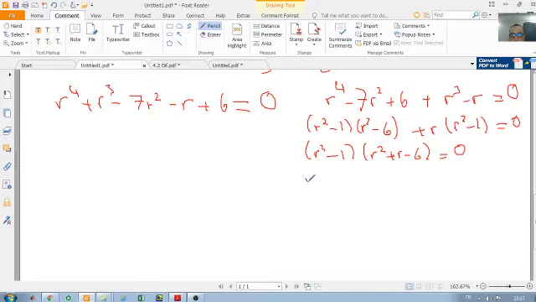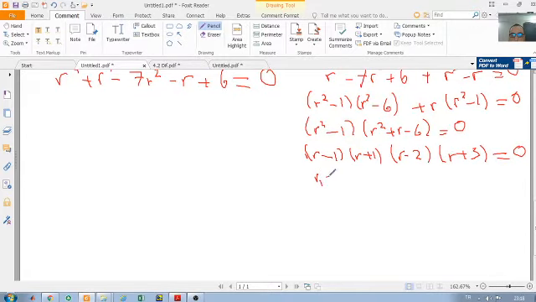And from here we obtain r minus 1 times r plus 1. From the second term we have the factors r minus 2 times r plus 3 is equal to 0. So here we have 4 different real roots. The first one is 1, the second is minus 1, the third is 2, the last is minus 3.